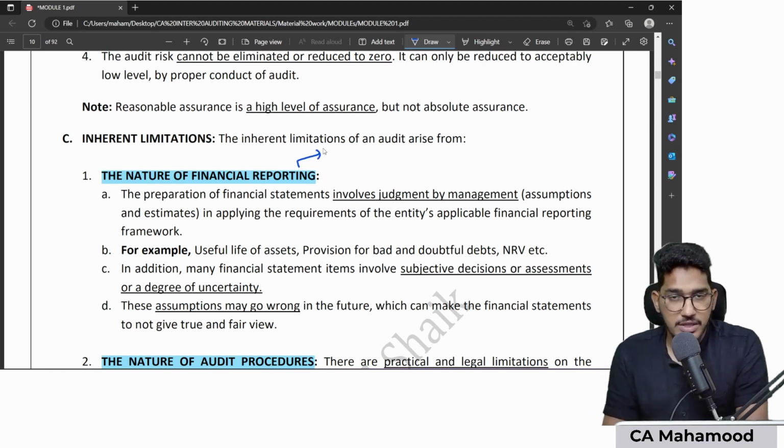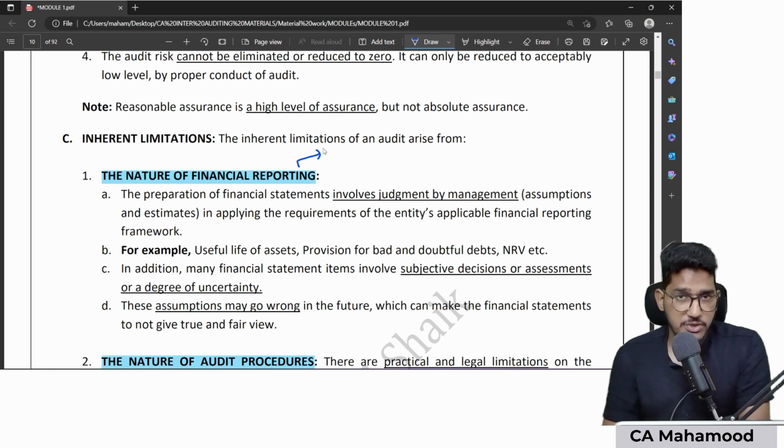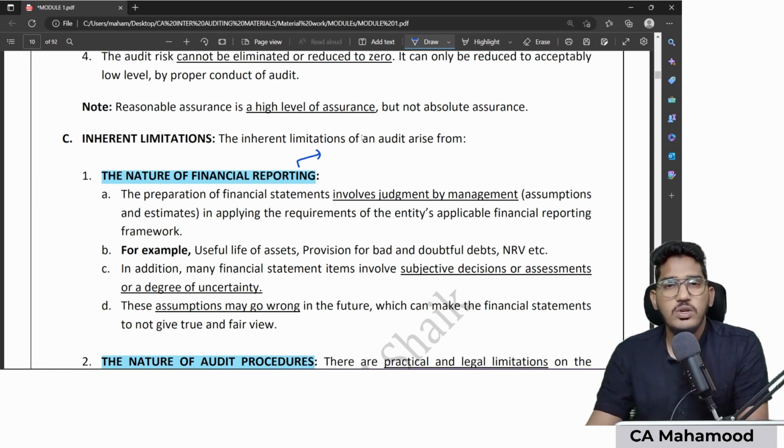presentation of financial statements. And the first limitation they are saying is that the process of preparation of financial statements itself suffers from some limitations. Now, what is that limitation?